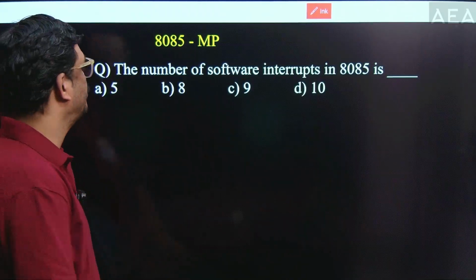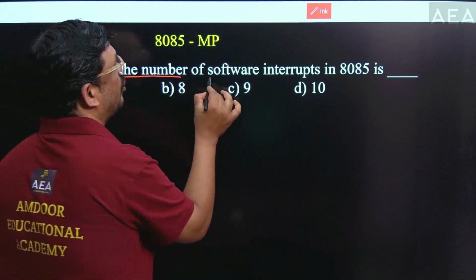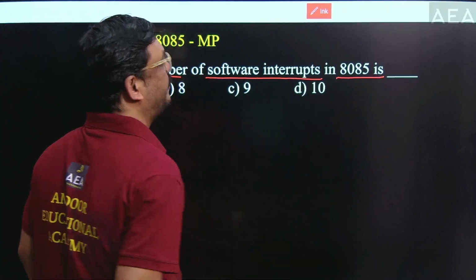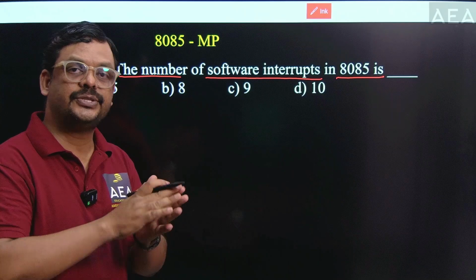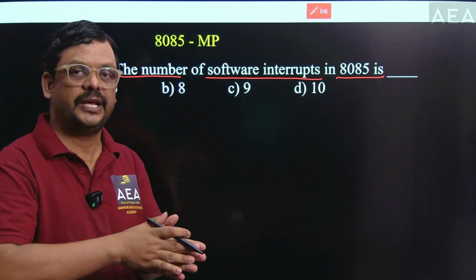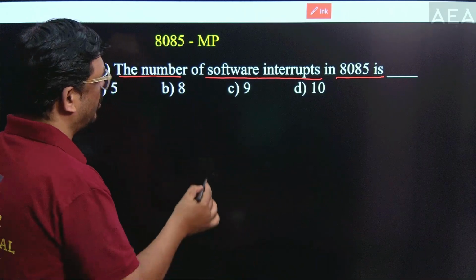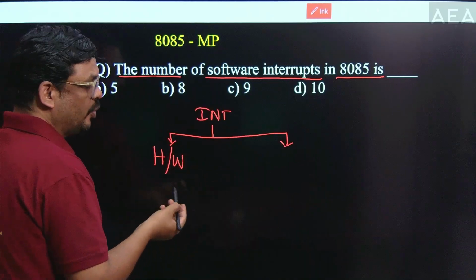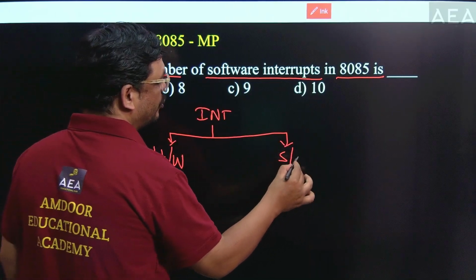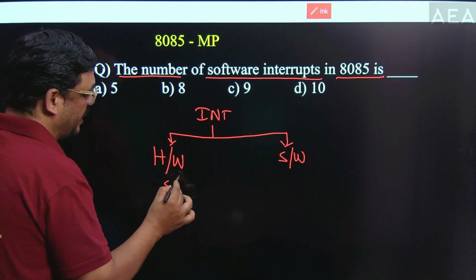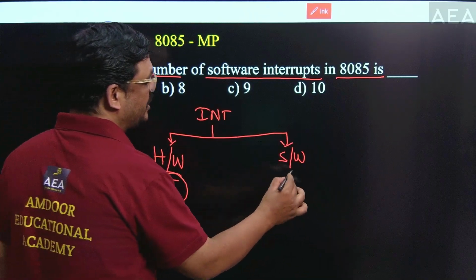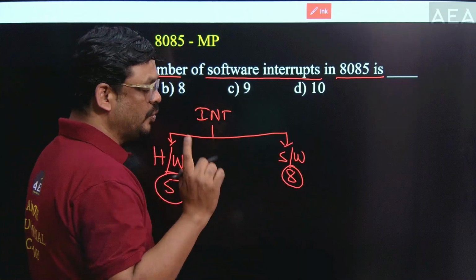Another question: the number of software interrupts in 8085 microprocessor. So 8085 microprocessor consists of both types of interrupts, hardware interrupts and software interrupts. Here I am writing HW hardware and SW software interrupts. 8085 microprocessor has 5 hardware interrupts and 8 software interrupts. I will write those names.